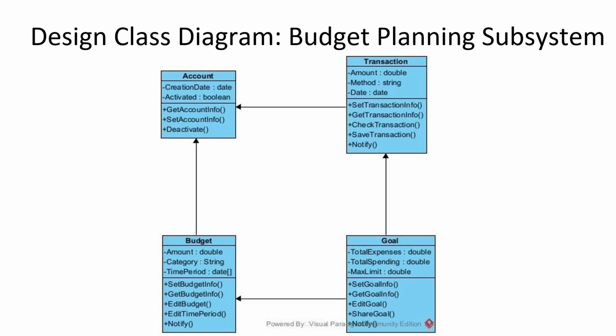And we use set, get, edit to set all these things. So the goal class here deals with the total expenses and total spendings, and the maximum limit which is set by the user, whether it is crossing the limit or is below the limit, etc.